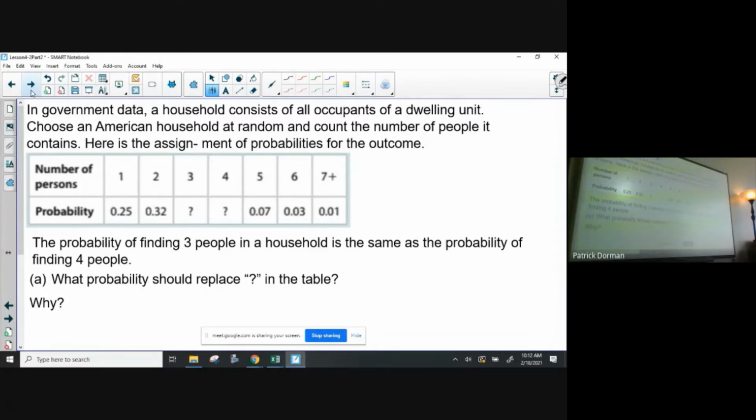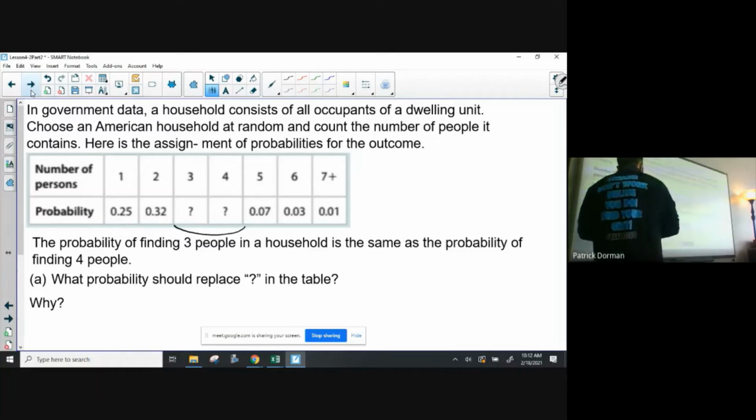0.32 is the probability of there being 2 people in the household. So we don't know 3 or 4. We'll figure that out. In fact, the first thing that we're being asked is what probability should replace those question marks in the table. It says that the probability of finding 3 people in a household is the same as the probability of finding 4 people, right? So essentially, these two are the same. So once I find what's missing here, I could divide it by 2, and then I would be able to find each of these missing probabilities.